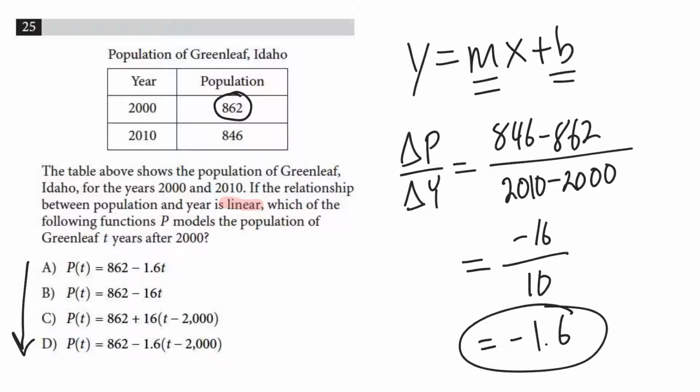Okay, so we've got our starting value, we've got our rate of change. So let's see which one works. Well, the first one has the correct starting value and the correct rate of change. The second equation has a rate of change much greater, -16, so that's not going to work. And then the following two, well, this one looks like it could be because it has that -1.6 in it. But when you distribute that, this -2000 is going to mess with our starting value. So D is not correct. A is our answer.